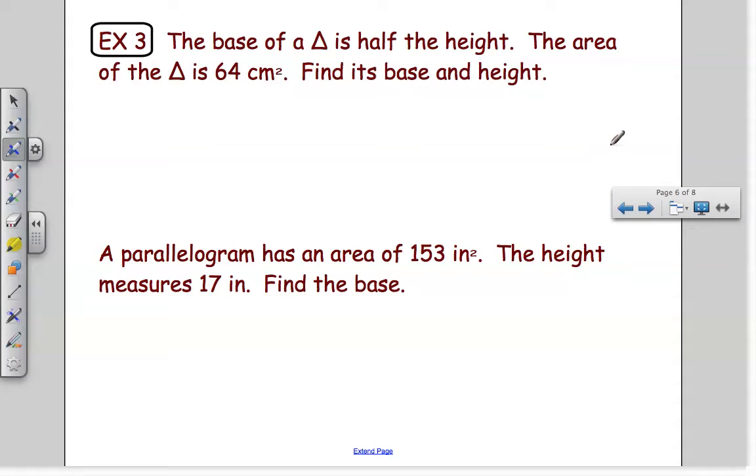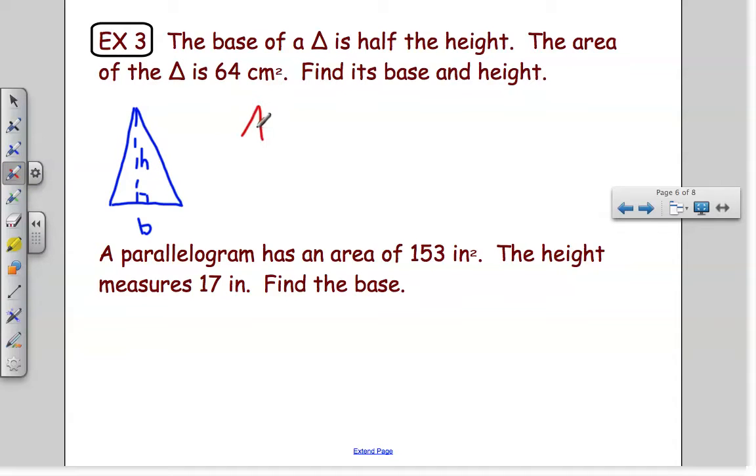These examples are actually finding a variable. You'll know the area, and you have to solve for a base or a height or something like that. So let's see here. The base of a triangle is half the height, so it's really tall. The base is tiny. The base here is half of the height. Remember, the height goes at a right angle to the side. The area of the triangle is 64 centimeters squared. Find the base and height.